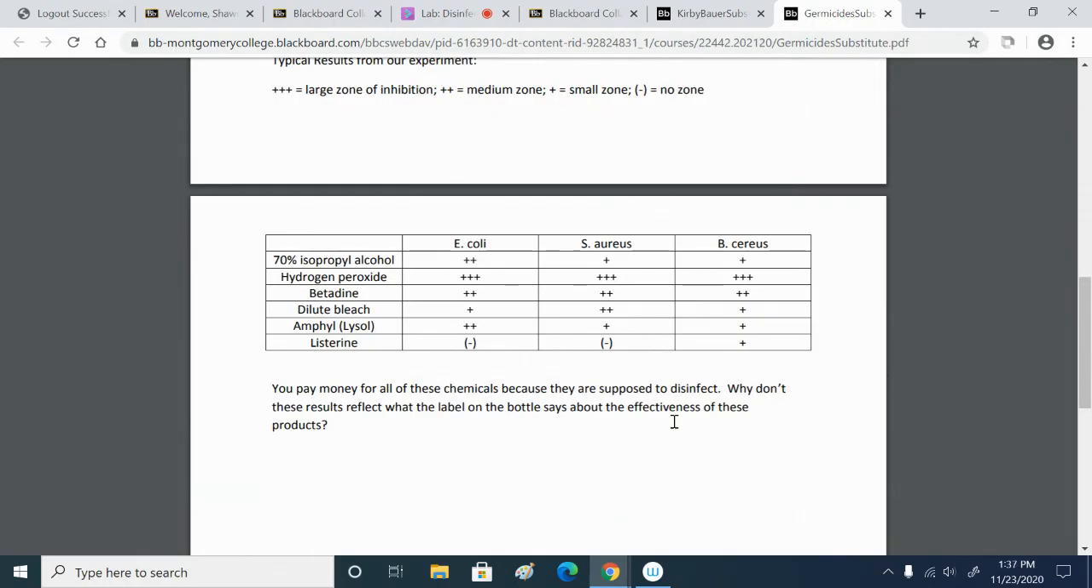Because 70% isopropyl alcohol, remember we talked about alcohols. In general, you want at least 60% concentration and then not above 95%. So 70 is a good mid-range value. But agar is mostly water, and it may be diluting the alcohol below 60%, so it's not that effective. Hydrogen peroxide, on the other hand, it's great, right? Even when it's being diluted, it still works great.